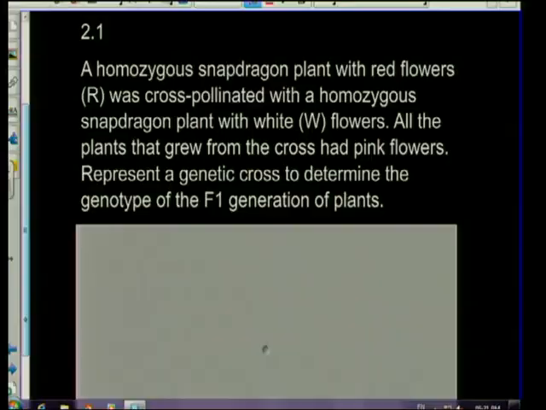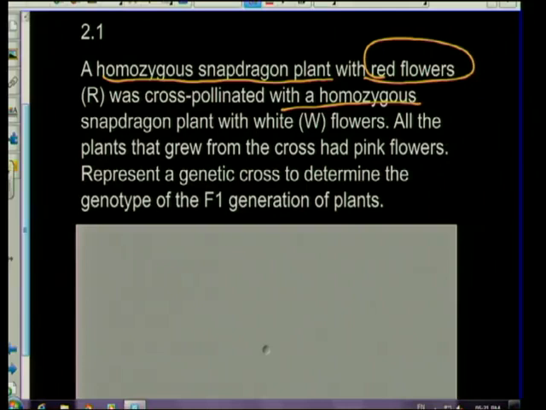Now we are looking at something different. They say a homozygous snapdragon plant with red flowers was cross-pollinated with a homozygous snapdragon plant with white. Notice immediately this is slightly different to what we've been seeing. They're showing a capital R for red and a capital W for white flowers. That means this is not complete dominance. But we have to see the results to determine whether it's incomplete or co-dominance.